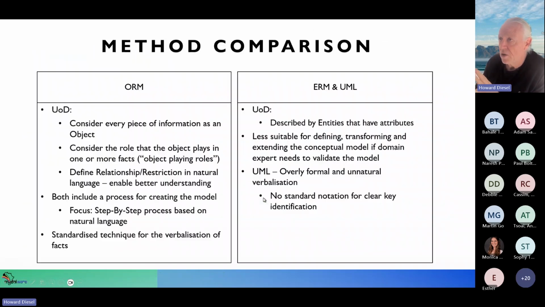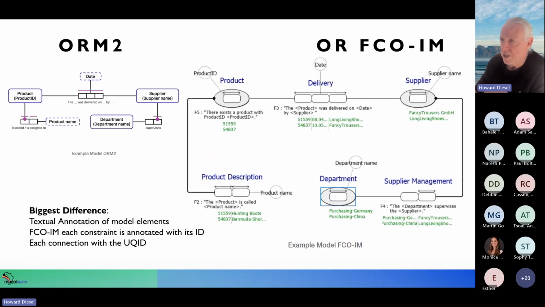Now, I've done a whole lot of comparisons between ORMs and ERMs and UMLs, and it's helpful to go through, but we don't have time now. When you get the content, you can go through all of it. Okay. So again, there's ORM2 or FCOIM, and these are the different ways of representing those two different ones.